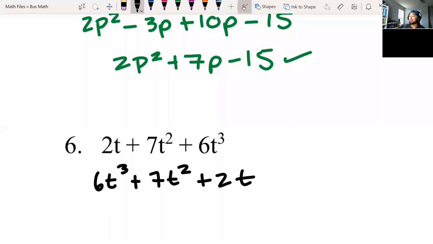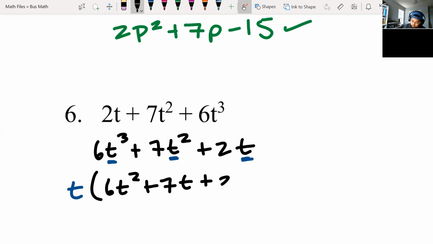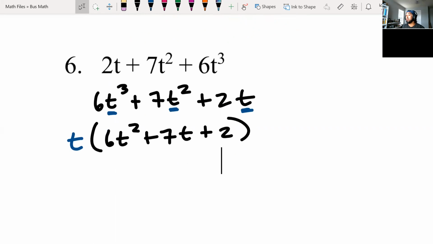Do you see a greatest common factor that we can take out? 1t, because you got t cubed, t squared, and t. So we can take 1t out, and this would leave me with 6t squared plus 7t plus 2. And now the inside trinomial is of the form that we can use, because now the highest power is a square, is a 2. Okay.